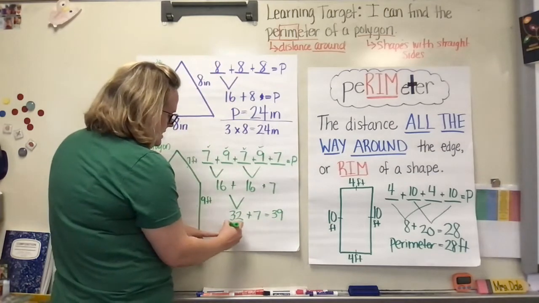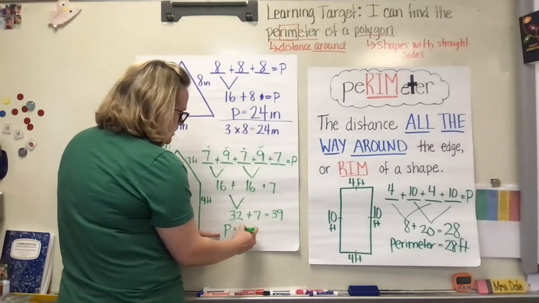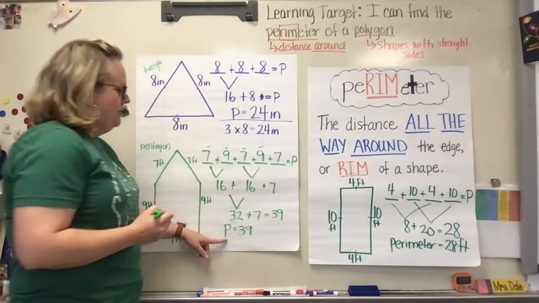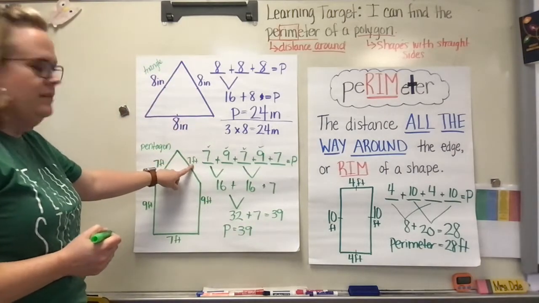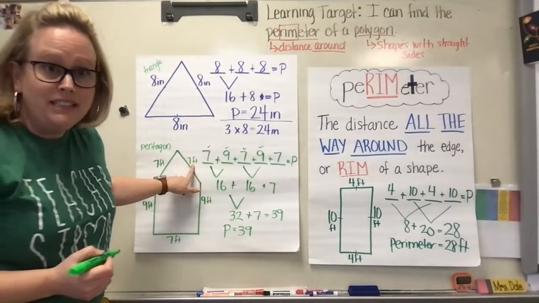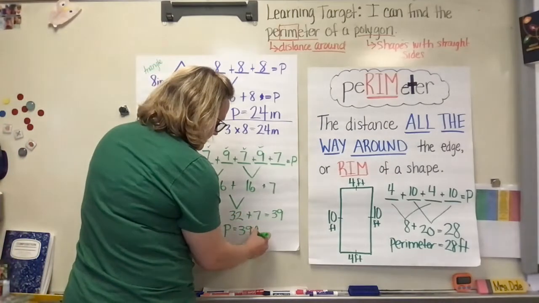So my perimeter, my distance all the way around this shape, is 39, but I can't forget my units. Feet, 39 feet. We're measuring in feet on this one.